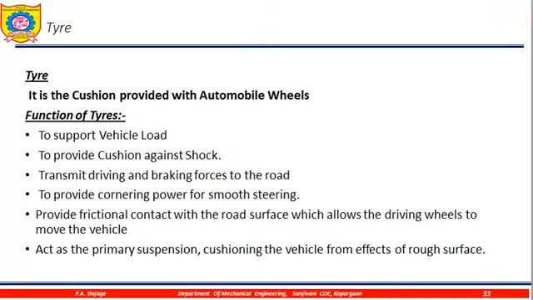Now what is a tire? So tire is basically a cushion provided to the automobile wheels. If you recall, in the last video we discussed the wheels, different types of wheels, that is rimmed wheel and the alloy wheels. So tire is a component which is attached on the rim of the wheel and which provides a cushioning effect, in simple words. So what is the function of the tires?